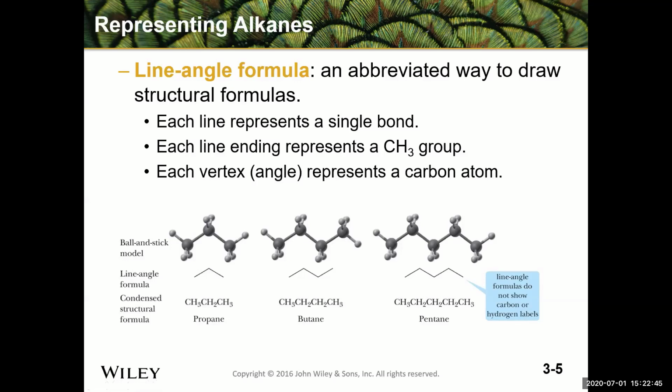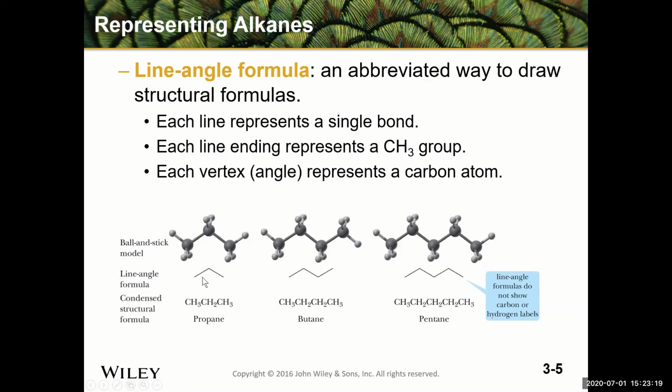In the line angle formula, the ends of the lines denote a carbon atom, and where there's a vertex, that denotes another carbon atom. So this line angle formula basically means there are 1, 2, 3 carbons in this compound. So this is called propane.